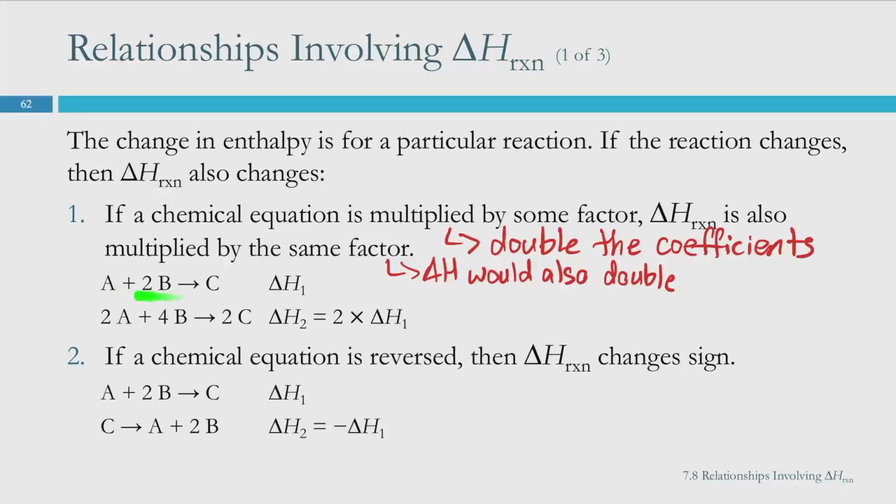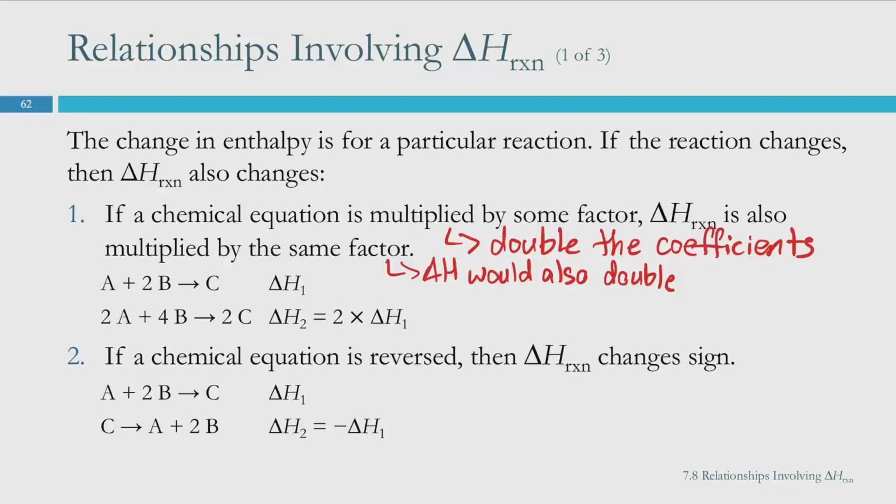So an example, if we've got A plus 2B goes to C as a reaction, and we've got an enthalpy for that reaction. If we double all the coefficients, so it's now 2A, instead of 2B it's 4B, instead of 1C it's 2C, we use twice the amount of our reactants, and so we would expect that our enthalpy change is also doubled.